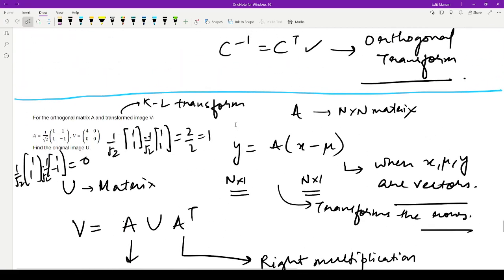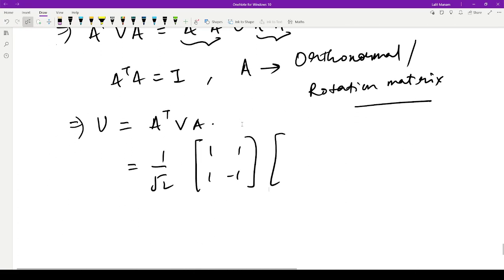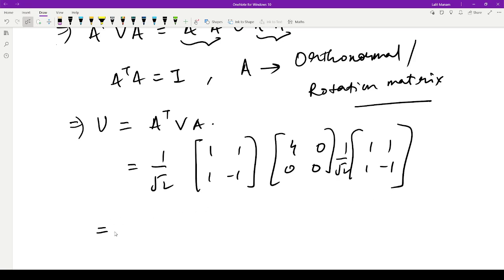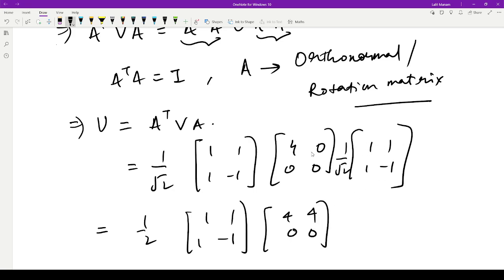B is 4, again 1 by root 2 times [1, 1; 1, -1]. Given this, we have what? Half of this first. Copy the first row. And this is what?